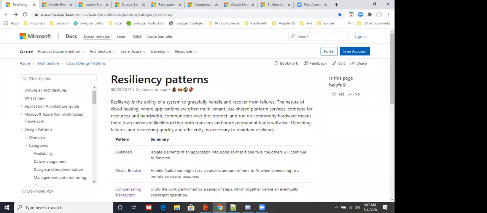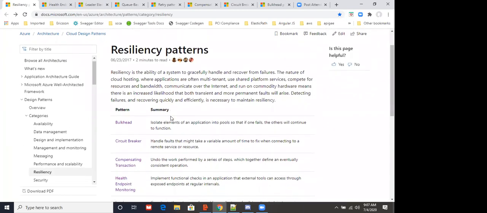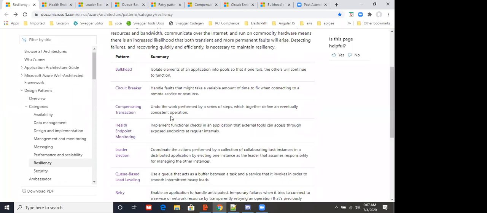Just to understand this term better, resiliency is the ability of a system to gracefully handle and recover from failures. We know that in distributed systems, no system can be bulletproof or fail proof. So failures are always bound to happen, and we just need to have a way for our system to gracefully handle and recover as quickly as possible. So with that, let's see what are all the patterns that are listed here.